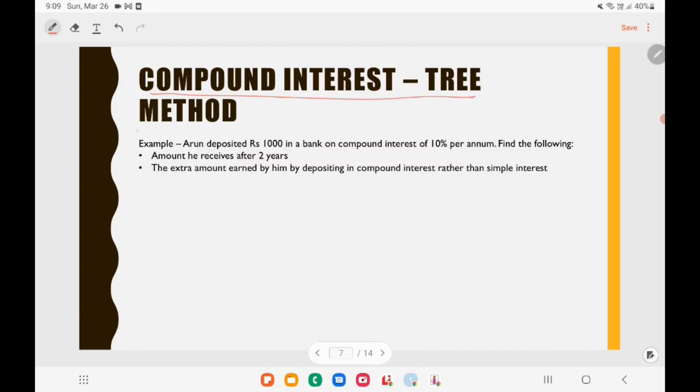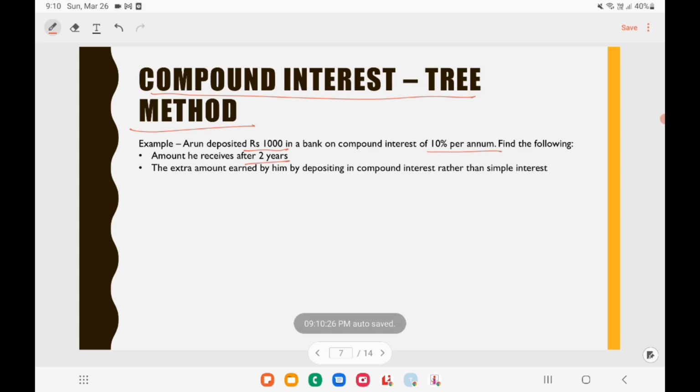This is known as the tree method. Let us take an example for you to understand it better. Arun deposited rupees 1000 in a bank on a compound interest of 10% per annum. Find the following: the amount that he receives after 2 years. Normally you will take A is equal to P into 1 plus R by 100 whole raised to n, that formula, and find the amount. But there is a simpler method. That's the tree method that we are going to study.